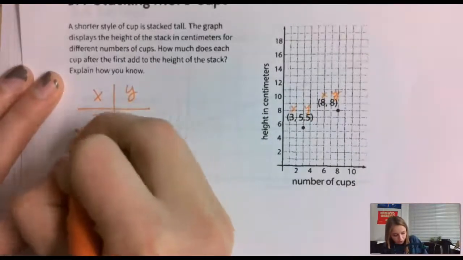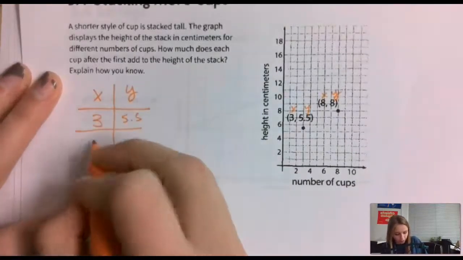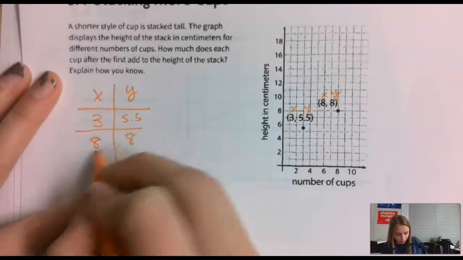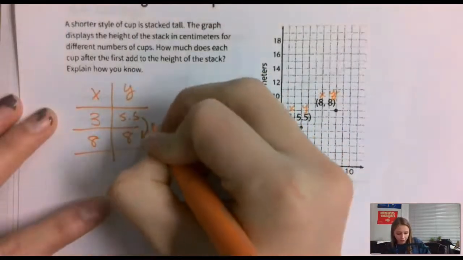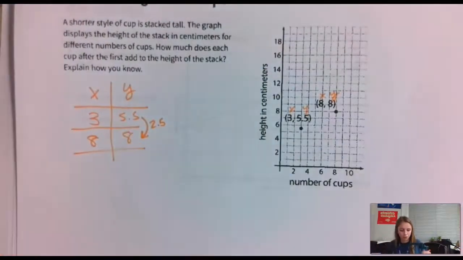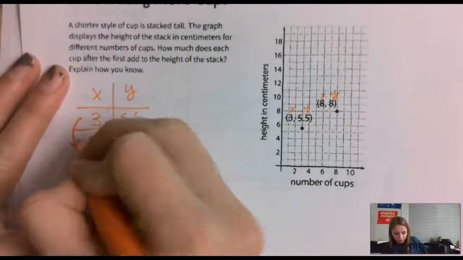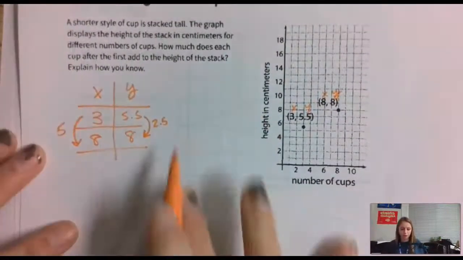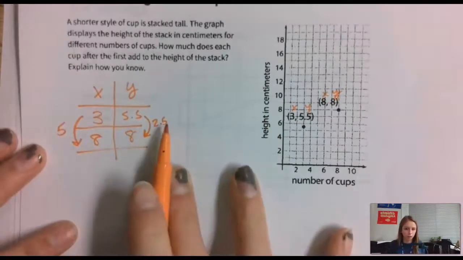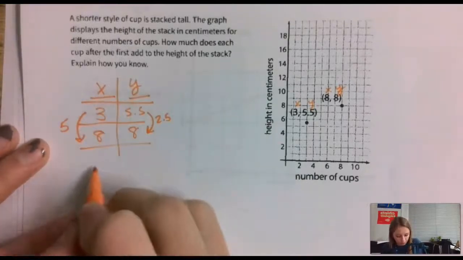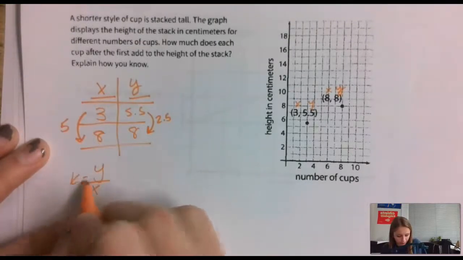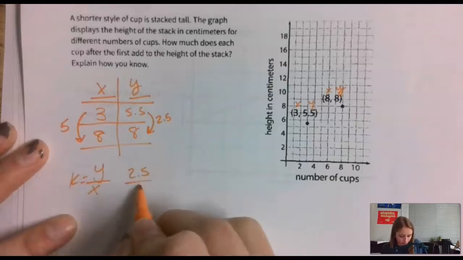And so if my X is 3, my Y is then 5.5. My X is 8, my Y is 8. So in order to find my K value, I need to figure out at what rate I'm increasing with my Y's over the rate I'm increasing with my X's. So from here to here, it goes by 2.5. From here to here, we add 5. So I can put 2.5 divided by 5 and find my K value because it's Y over X. So Y over X would then be 2.5 over 5.